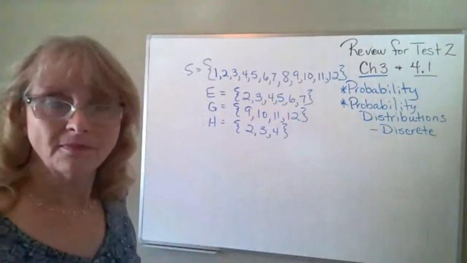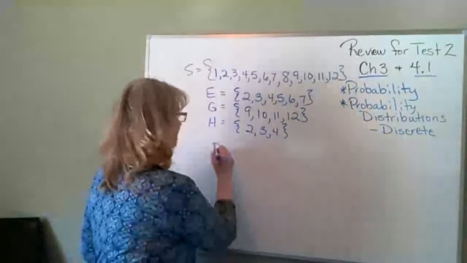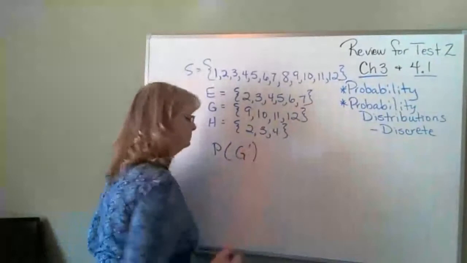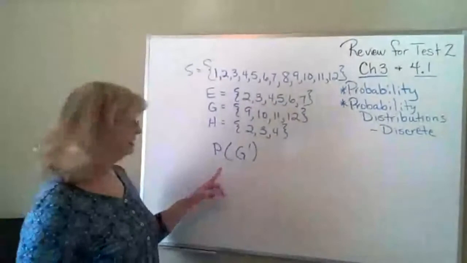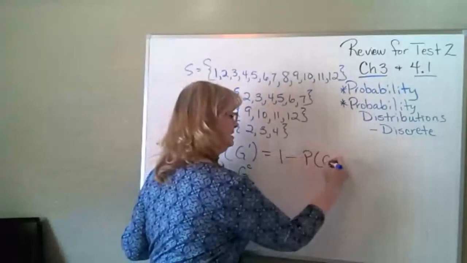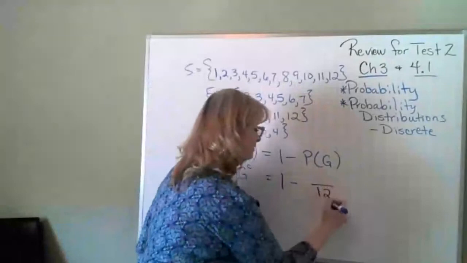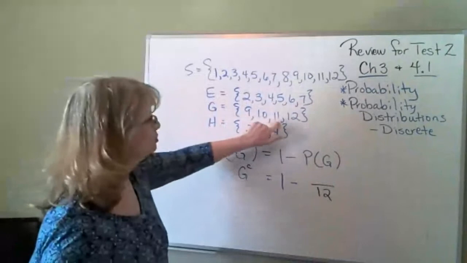And then I'm going to go to question 8 because it has the same setup. And this one says, find the probability of G prime. So, to find the probability of G prime, remember that means a complement. And the way you find the probability of a complement is to do 1 minus the probability of the event itself. So that would give us 1 minus, and now we need to find the probability of G. Our bottom number this time is 12. Now we look at G, see how many ways G can happen. 1, 2, 3, 4 ways, 4 out of 12.